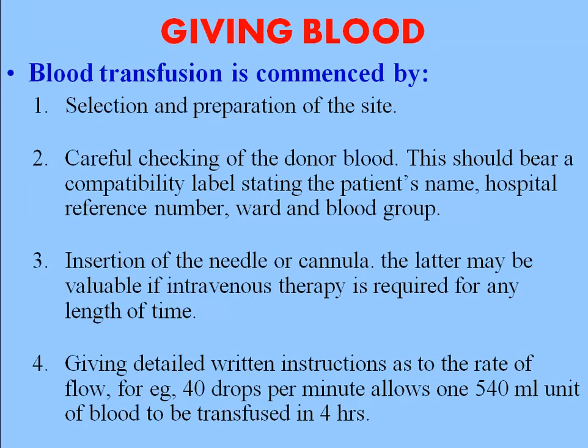Then, how do you give blood? What are the steps in blood transfusion? Usually, you prepare a site, then check for the donor blood. You check the packet if it is at the right temperature. Then you cannulize the patient with a wide bore cannula. Usually 18 gauge or even bigger cannulas can be used.